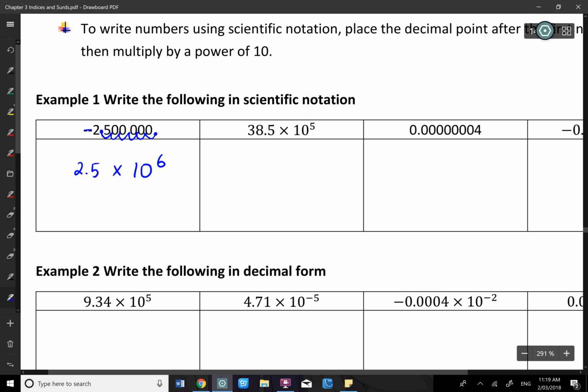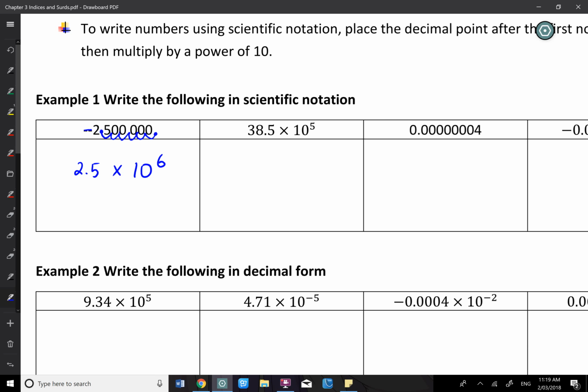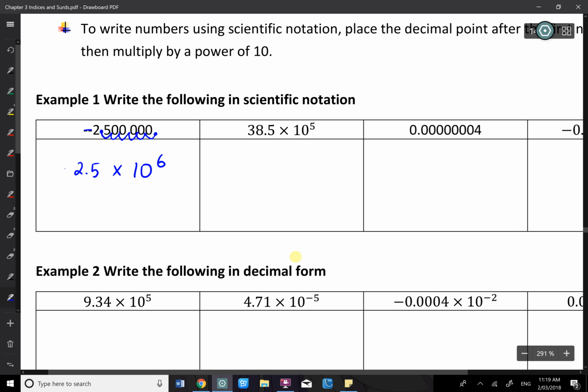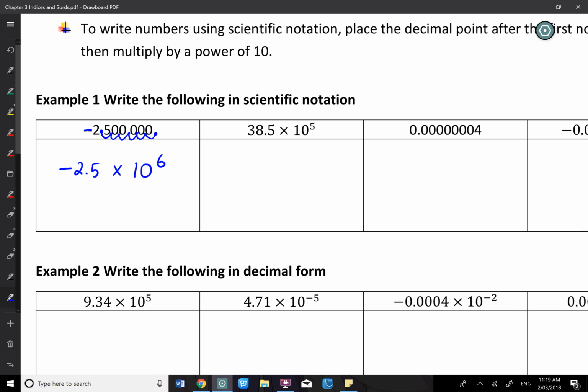So where your decimal needs to move to, that will be after your first non-zero digit. After the first non-zero digit. Oh, sorry. Yes, there's the negative sign in front. Just put the negative sign. First non-zero digit. Okay, the decimal needs to be after the first non-zero digit.